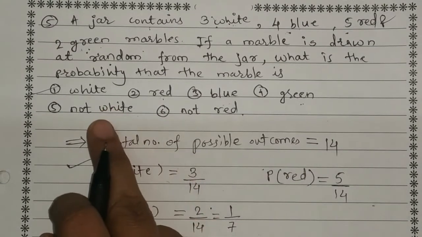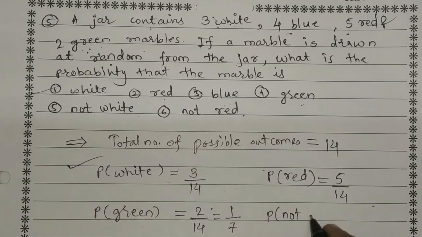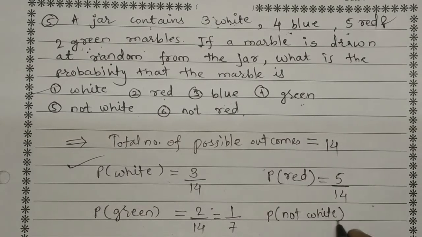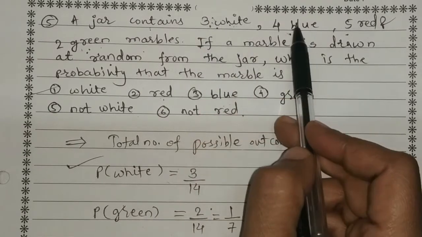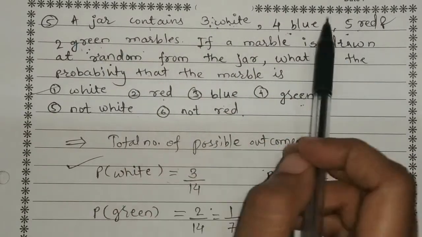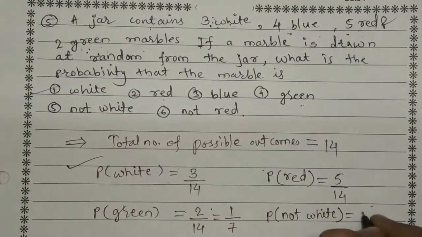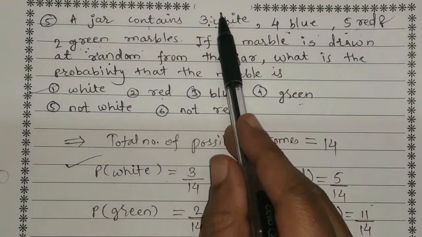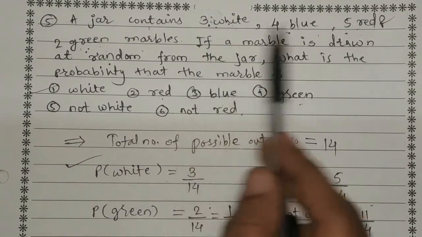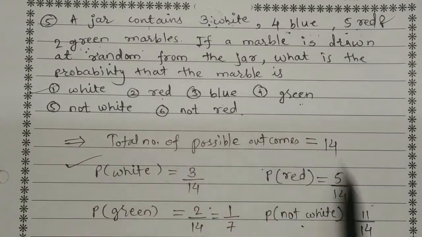Now we have to pick not white. So the probability of not white means we don't want white, we want either blue, green or red. So it's going to be 9 plus 2, 11, 11 upon 14. When it says not white, we have to leave these white marbles and take the number of favorable outcomes as the rest: 4 plus 5, 9, and plus 2, 11.